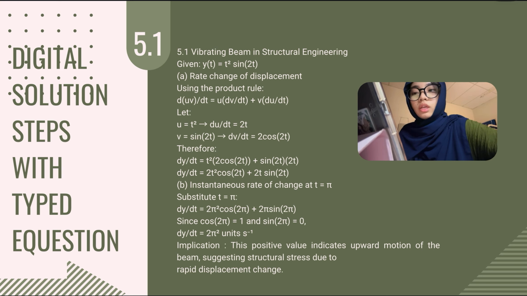Substituting t equals pi into the derivative gives 2 pi squared cosine 2 pi plus 2 pi sine 2 pi. We know that cosine of 2 pi equals 1 and sine of 2 pi equals 0. So the expression simplifies to 2 pi squared.